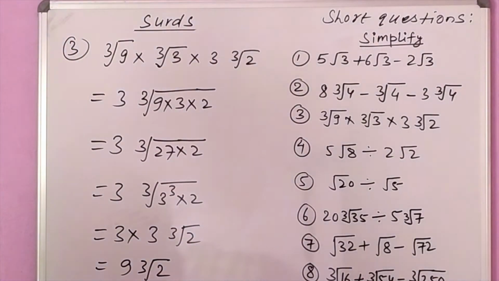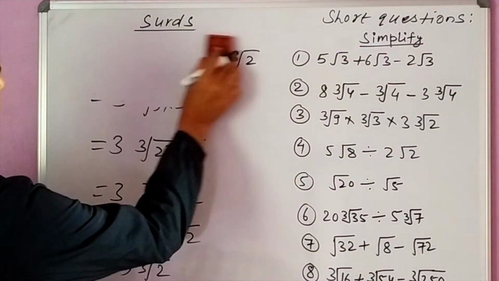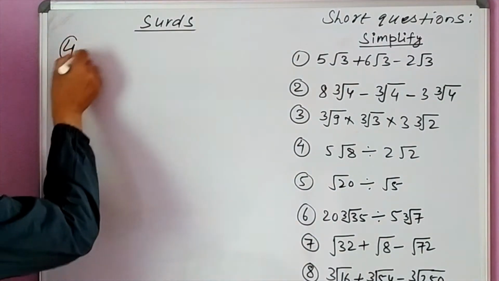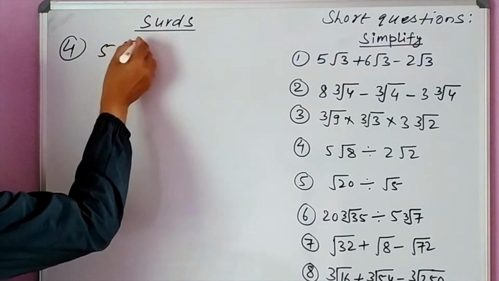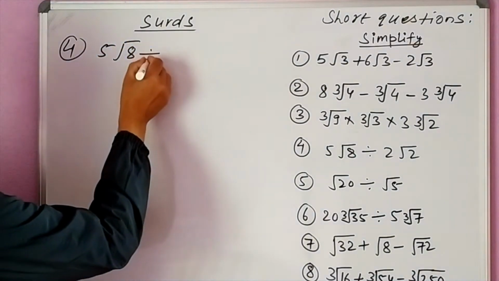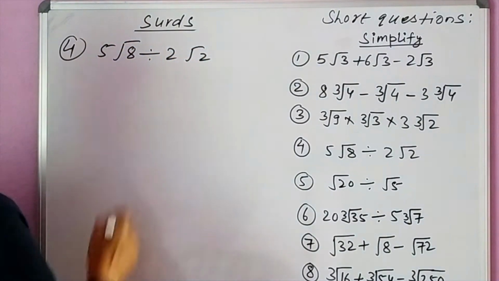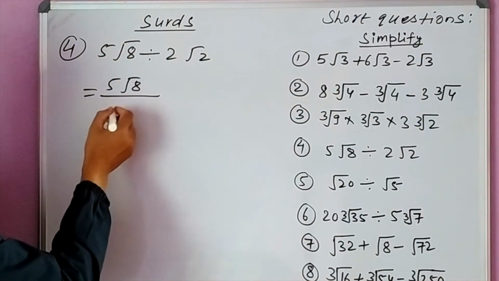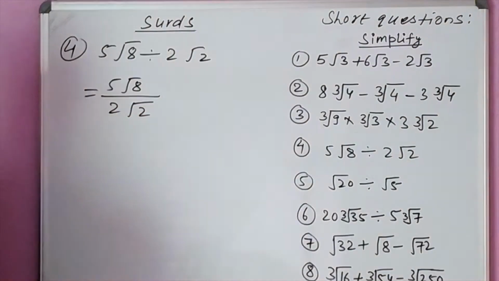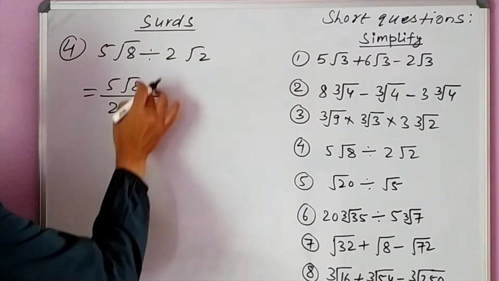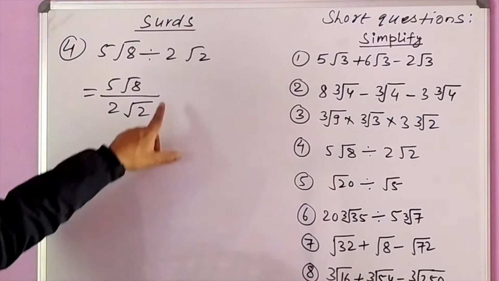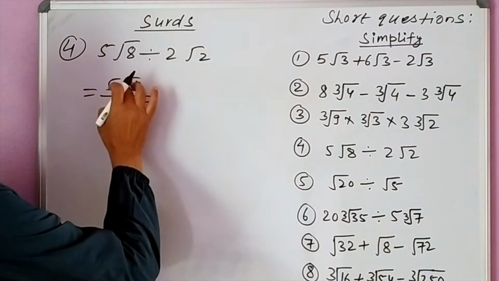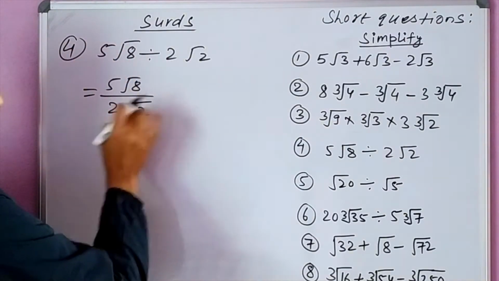Question number 3 done. Now the next question, number 4. It is in division form: 5 under root 8 divided by 2 root 2. Or simply it is 5 under root 8 upon 2 under root 2. Now look here, this 8 and this 2 have the same order. The order of this 8 is 2, and the order of this 2 is also 2.